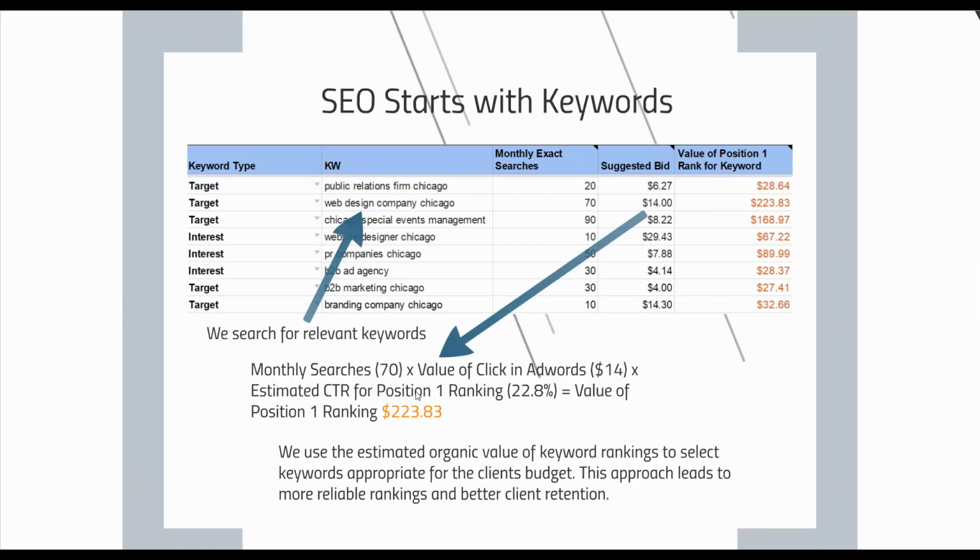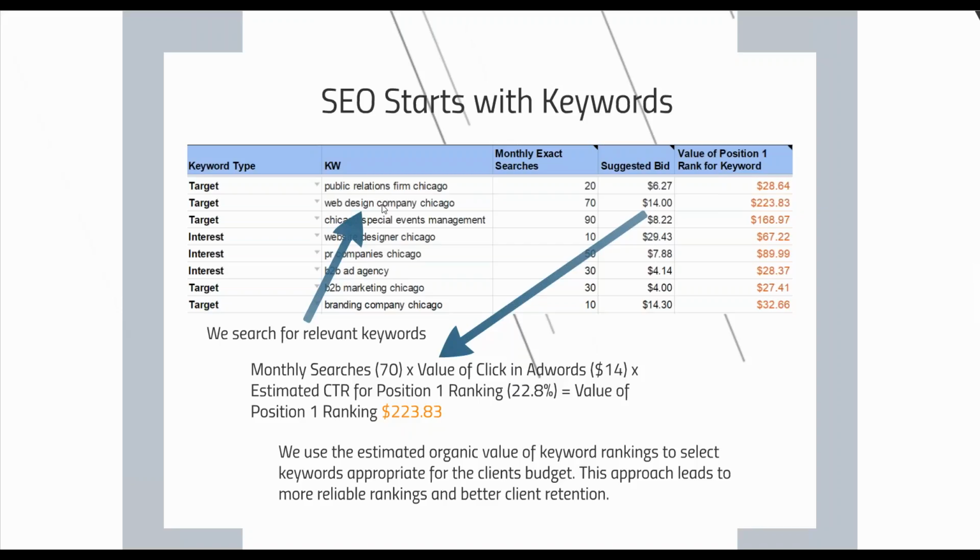And then we also look at the estimated click-through rate of a position 1 ranking, which is 23%-ish. And we say that an organic ranking on that keyword would be worth $223. This is just a way that we try to right-fit keywords to a client's budget. And this would be something that we would train you on, our methodology, so that you would understand this and be able to really recite this to the customer about how you pick the keywords, and why.